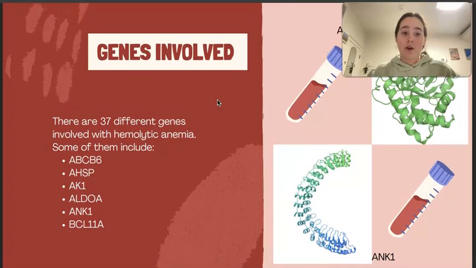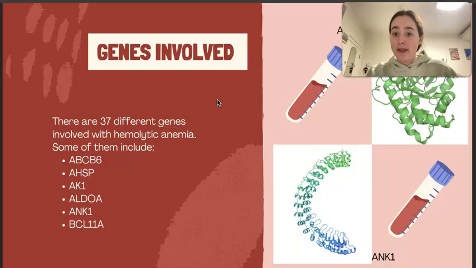So what are the genes involved? There are 37 different genes involved with hemolytic anemia. Some of them include ABCB6, AHSP, AK1, ALDOA, ANK1, and BCL11A. And over here on the right, I have some pictures.